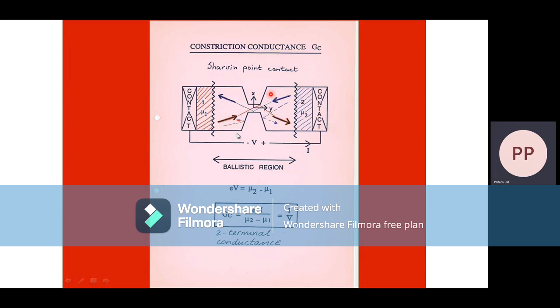That happens entirely when you approach the contact, when you leave the ballistic region, and that is what gives rise to this finite conductivity of e squared over h for a quantum point contact. Otherwise, if there is no dissipation, there would be no resistance, right? So hence no conductivity.